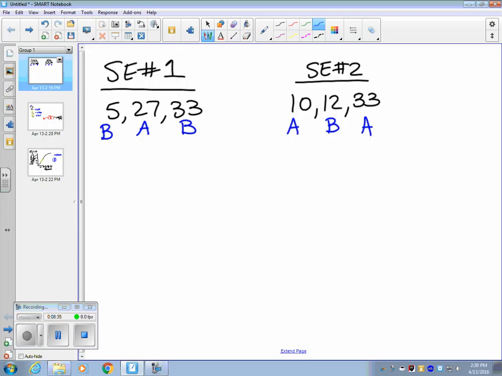Would you like to go over either 10 or 33? Oh, goodness. 10, sure. All right, let's look at that one. I know, sorry about that. All right, let's look at 10 from sample exam 2.